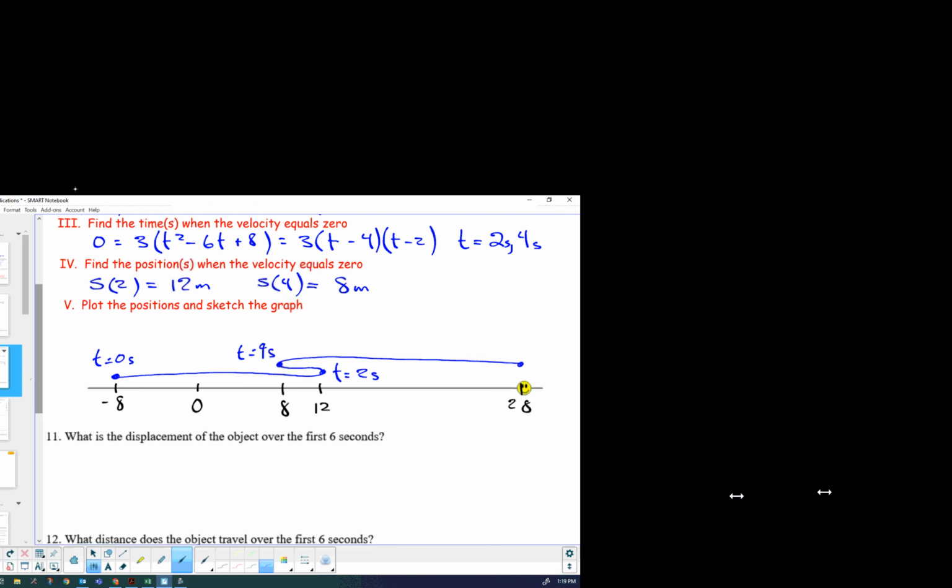It can only switch directions when the velocity is 0, right? Because negative velocity goes through 0, so it has to have hit 0 when it's going to change directions.